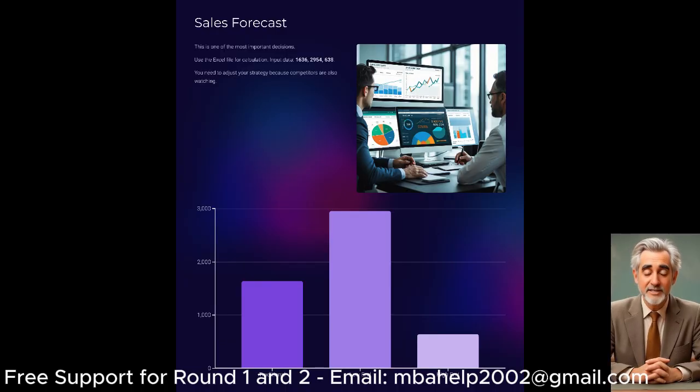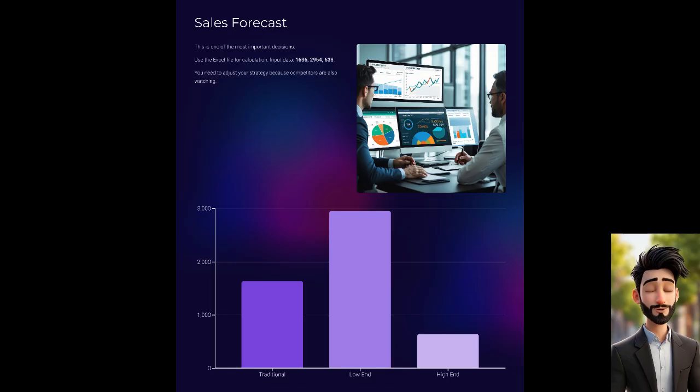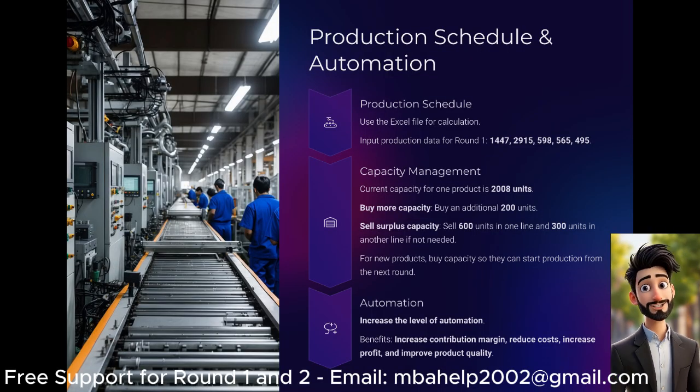Sales forecast: this is one of the most important decisions. Use the Excel file for calculation. Input data, 1636, 2954, 638. You need to adjust your strategy because competitors are also watching. 4. Production schedule and automation. Production schedule: use the Excel file for calculation. Input production data for Round 1, 1447, 2915, 598, 565, 495.